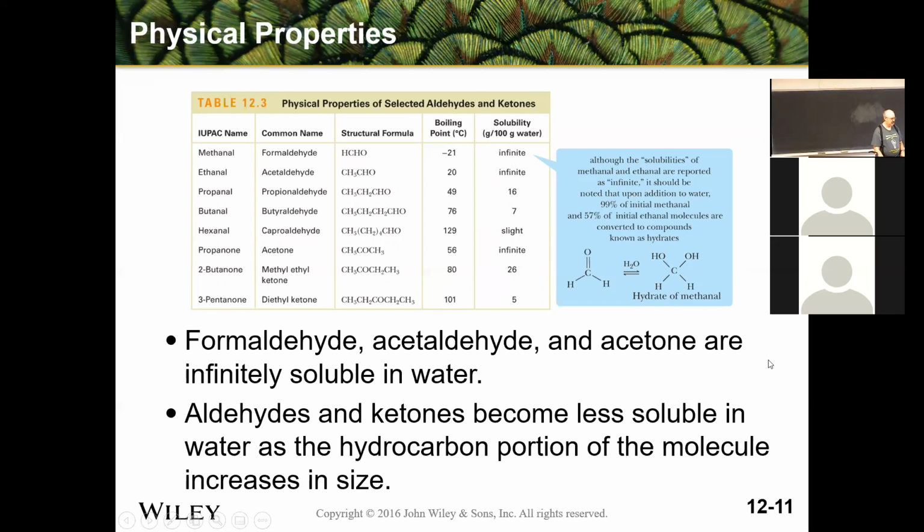Actually, what happens when you dissolve formaldehyde in water is that a chemical reaction occurs between it and water, and it forms what is called a hydrate or a gem diol. At equilibrium, 99% of the molecules are in this form. In the case of ethanal or acetaldehyde, about 57% are converted to the corresponding hydrate.